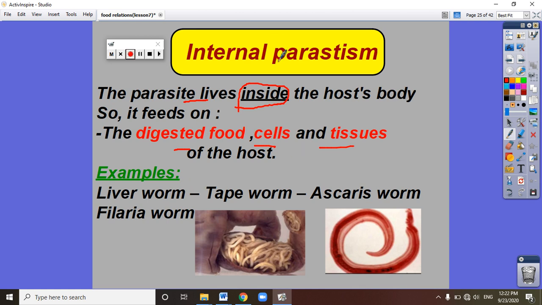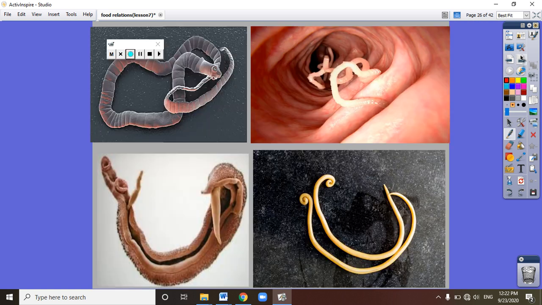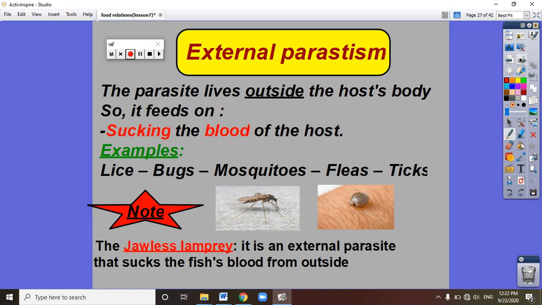Examples for internal parasitism: liverworm, tapeworm, scarisworm, larvaworm. That's the tapeworm, and also we have the bilharzia worm. These are the examples for internal parasitism, in which the parasites live inside the host's body. That's the tapeworm inside the host's body, and that's the bilharzia worm, and that's the shape of the scaris worm.